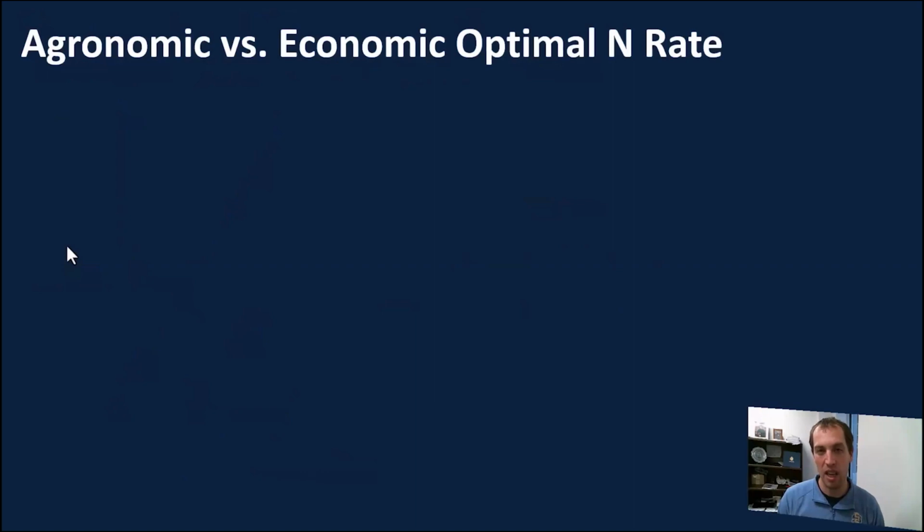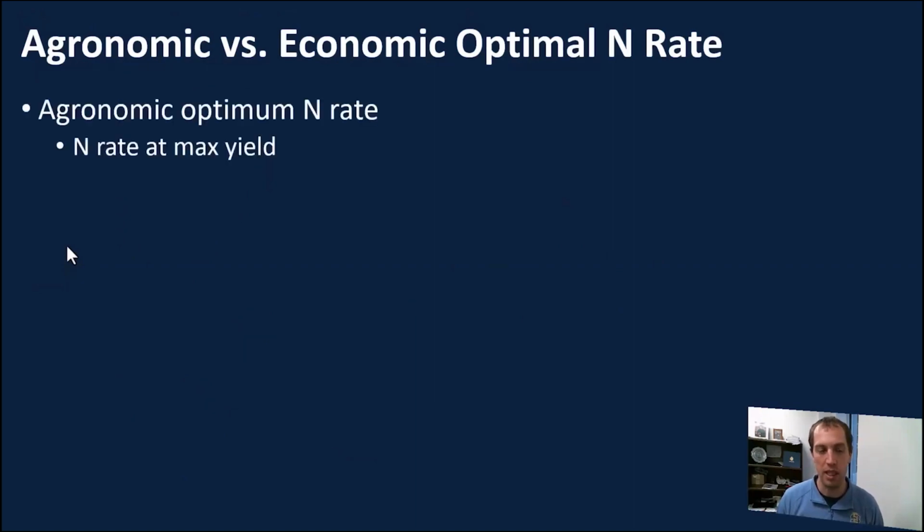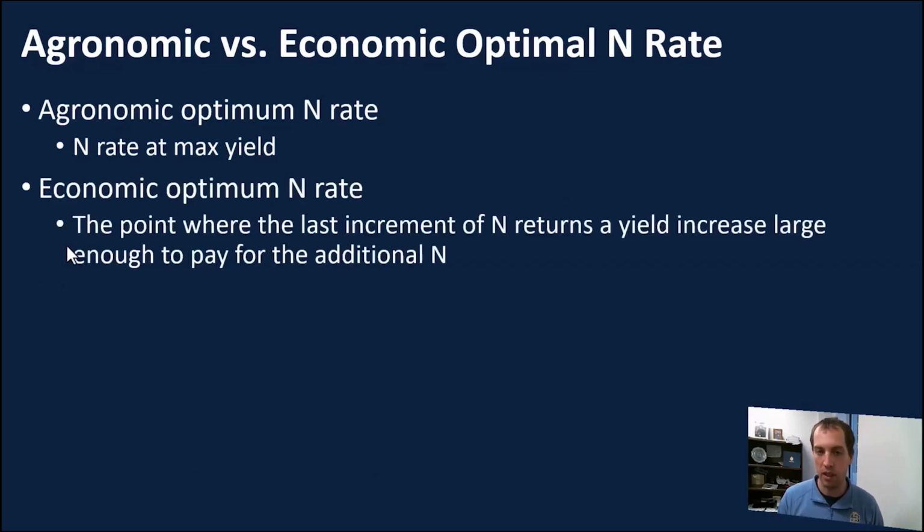We're going to talk about agronomic and economic optimal N rate. Our agronomic rate is what we think is the nitrogen rate for max yield. Economic is a little different. As you can see here, you go ahead and read it. I'll explain a little bit here. It's the point where the increase in yield pays for the increase in nitrogen that we put on. So we want the nitrogen we put on to be paid for by that yield increase. Once that stops being paid for, that's our economic optimal N rate.